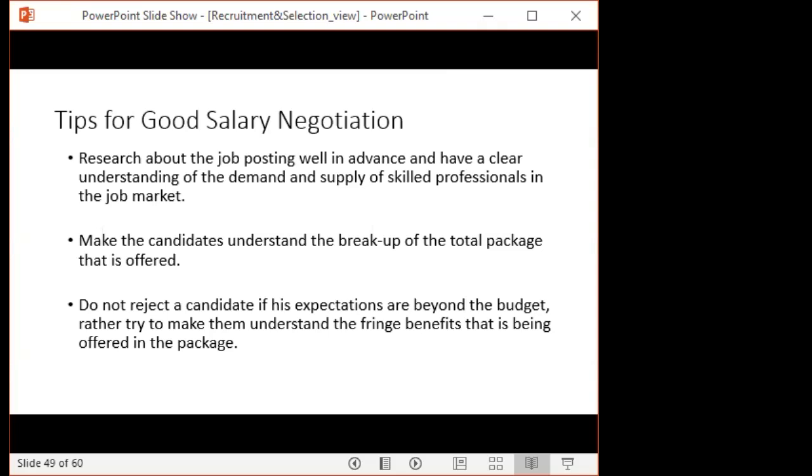And have a clear understanding of the demand and supply of skilled professionals in the job market.